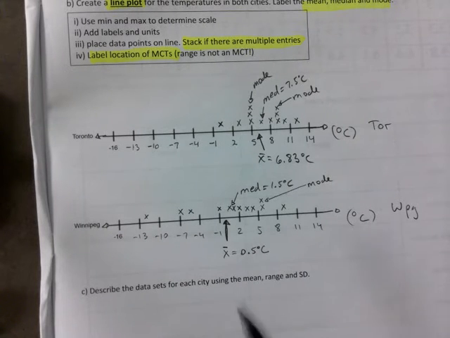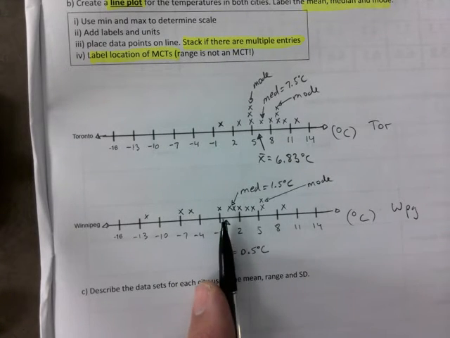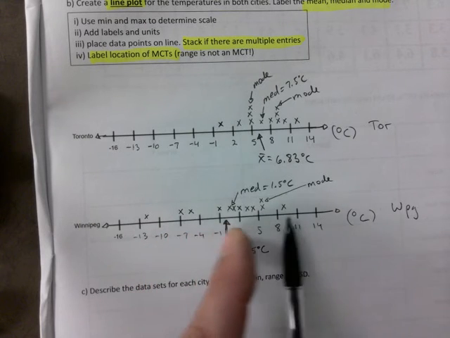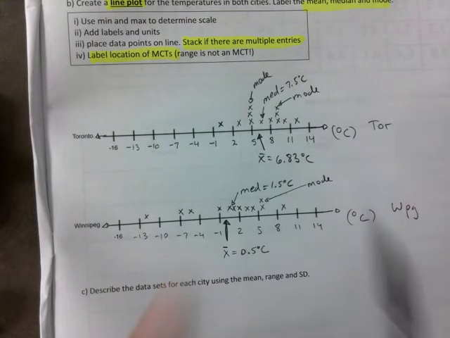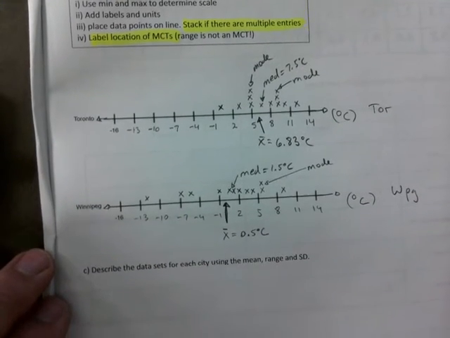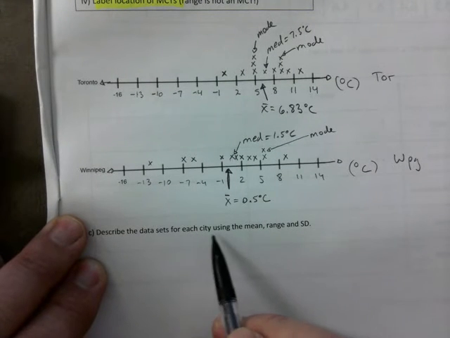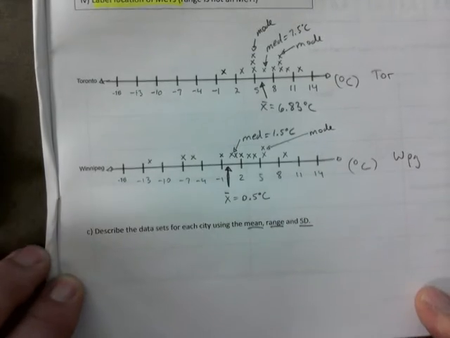And you can tell that, if you stack them up, the average for Winnipeg is lower, which makes sense because most points are further down, right? And Toronto's a bit higher. So now we're going to do the describing part here. Describe the data sets for each city using the mean, range, and standard deviation.